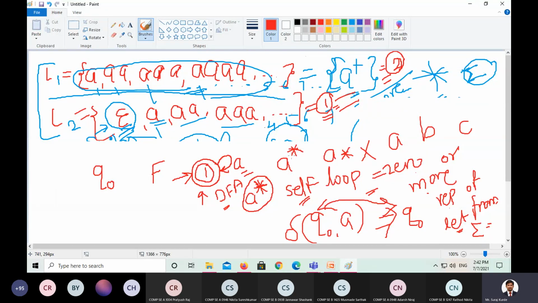As a power, whatever you write, if you want to write power, so A power B. So this B is nothing but star. That is, 0 or more times repetition of A. If you have more than one alphabet, let's say I have A comma B, then how will I write it? A plus B, then bracket star.